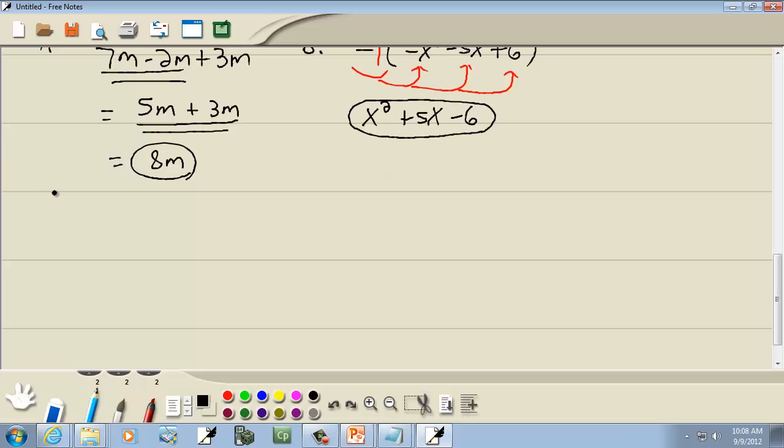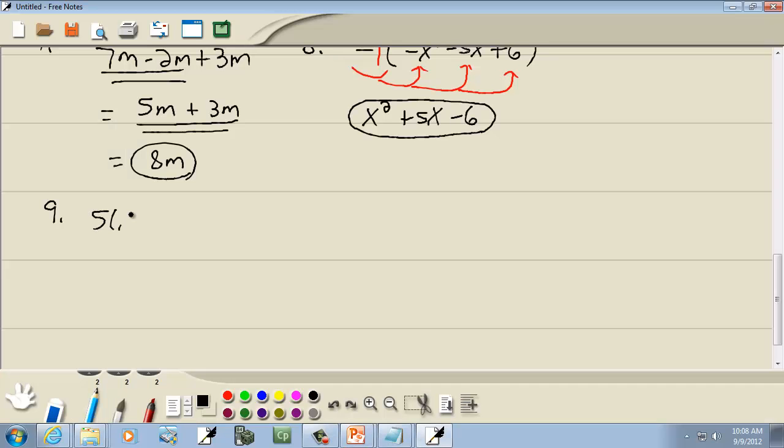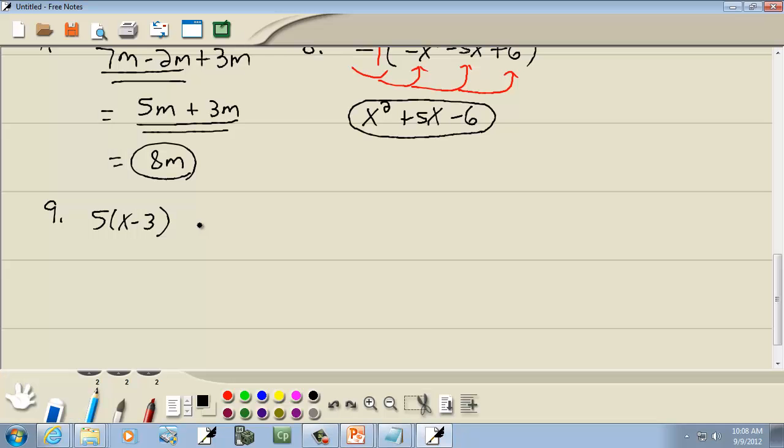Let's look at this one. Five times x minus 3 minus 4x. Okay. Now, if the instructions weren't telling us exactly what to do, I'd hit this problem and I'd think, okay, order of operations. Please excuse my dear Aunt Sally. Please do what's inside the parentheses. Well, there's nothing inside the parentheses.